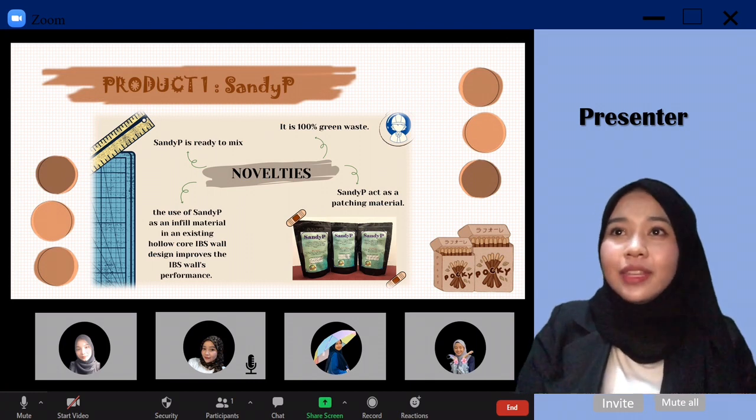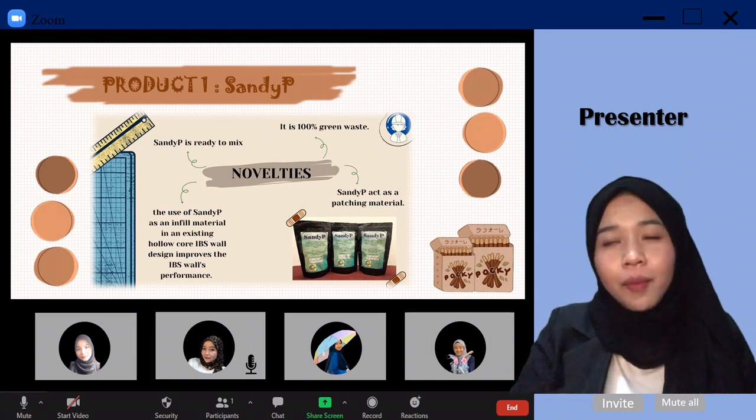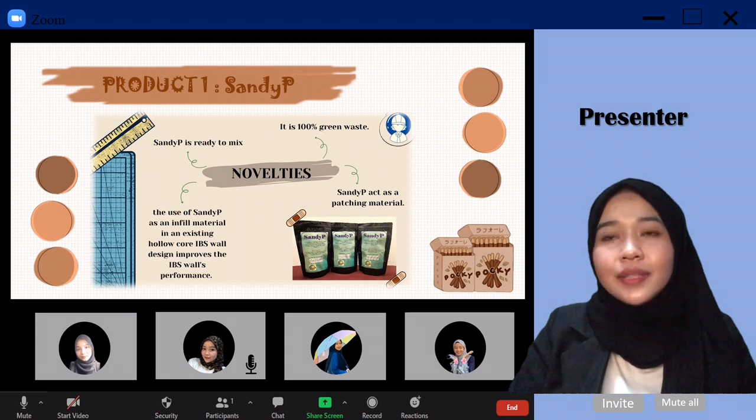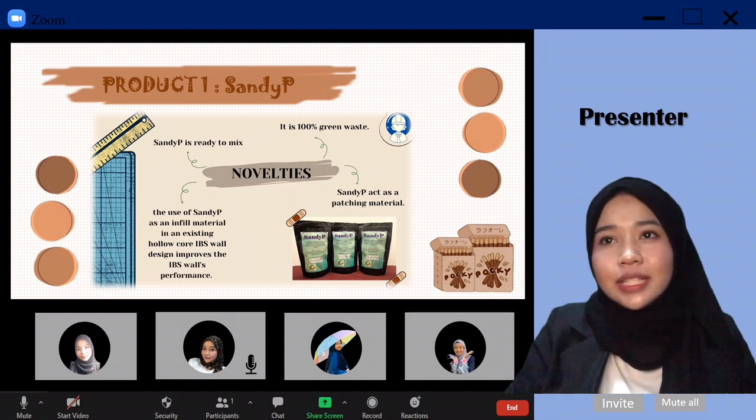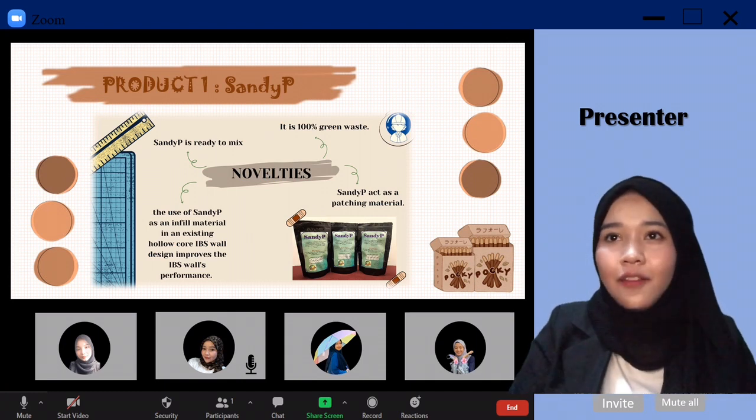To begin with, the product promises to tackle the problem of trash dumping in landfills by repurposing the waste in the building industry's material manufacturing. Sand dip is ready to mix, which means individual household users can simply mix the product with water and cement according to the simple instructions provided and self-build whatever structure that they wish.